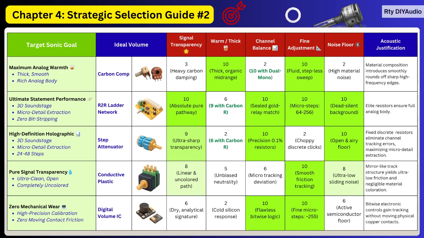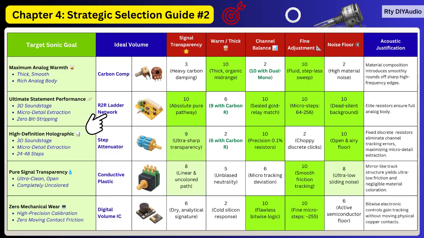To execute a flawless component upgrade, we must cross-analyze our choices inside a strict lab-grade scoring matrix from 1 to 10, balancing signal transparency against acoustic warmth. Look at the data carefully. Carbon Comp natively drops to a 3 on transparency due to heavy material damping, but remains the absolute champion with a perfect 10 on organic warmth, while its channel balance natively flatlines at a 2, utilizing a dual mono volume layout instantly enforces a perfect 10 balance.